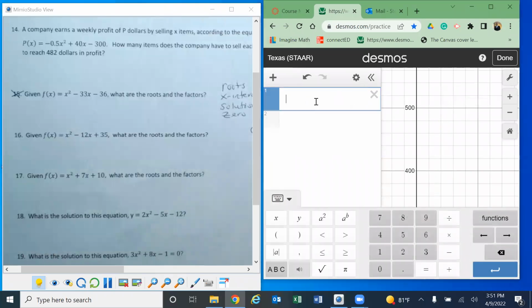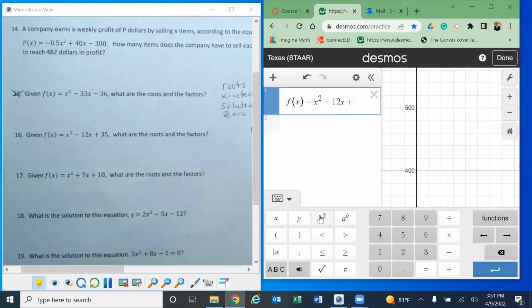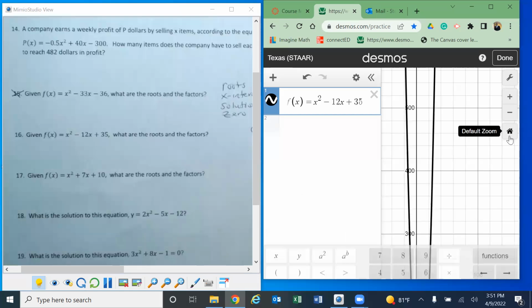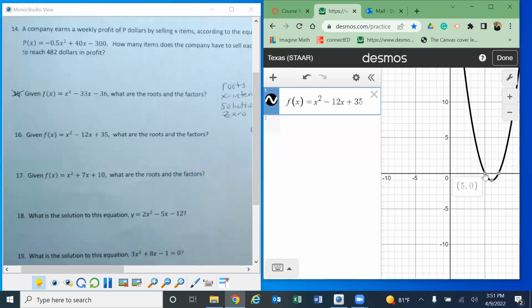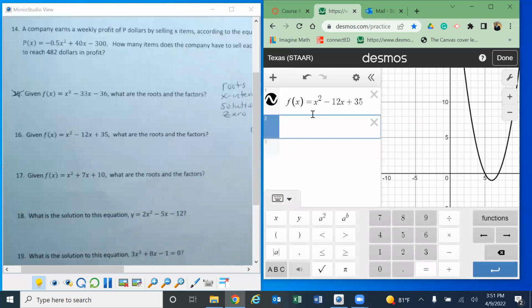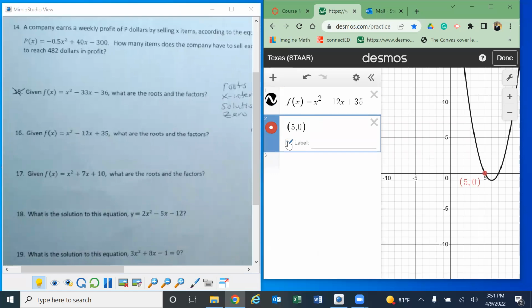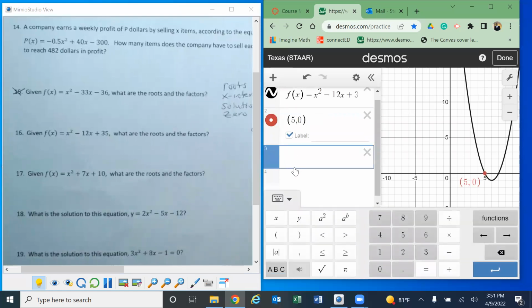So I'm going to hit this. I'm going to type number 16 just like you see it. This is what we've been doing in class. We've been practicing typing stuff in correctly. Okay, so there we go. I've got to change my zoom back to default because we zoomed out. Now look, see the x-intercepts? Here they are. It's 5 and 7. So we know these are 5 and 7. So I'm going to put in (5, 0) and label it. There it is. The other one was (7, 0).